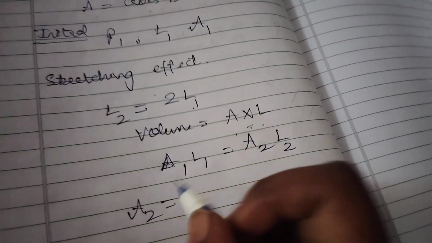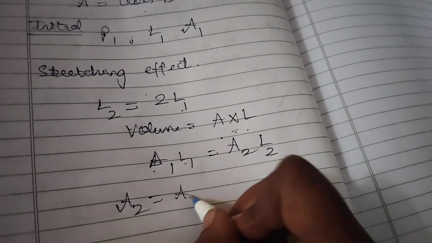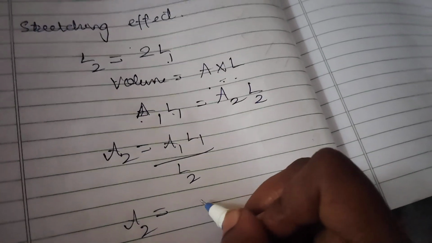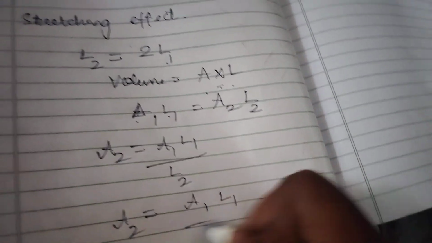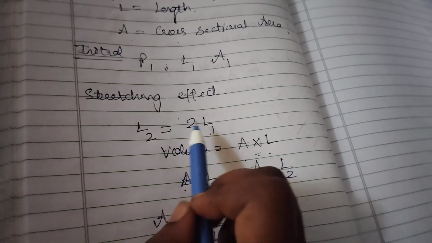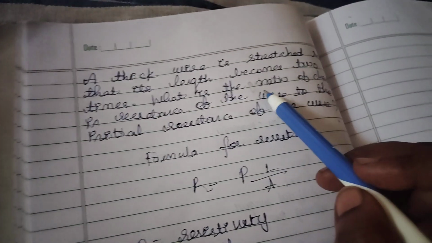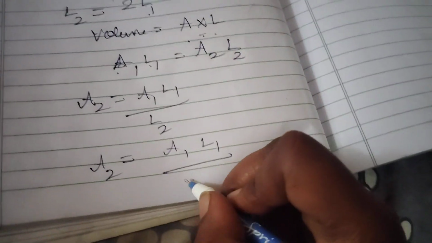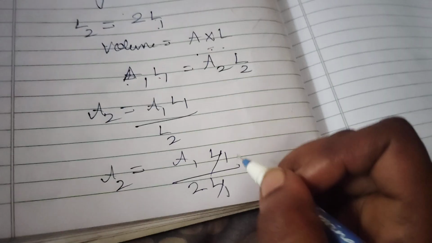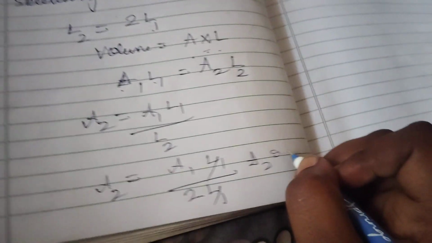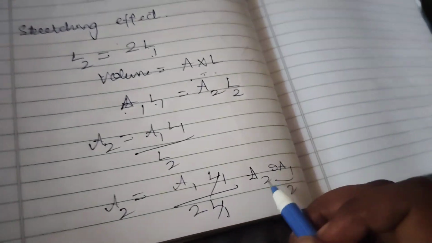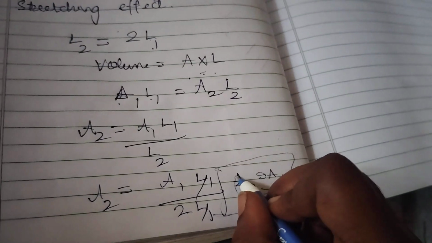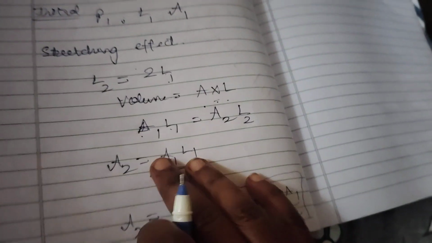So what is A2? A2 is equal to A1 L1 by L2. So now substitution. A2 is equal to A1 L1 by what is L2? The new length becomes twice the length because it is given the length becomes 2 times after stretching. So L2 is equal to 2L1. So L1 gets cancelled. A2 is equal to A1 by 2. That is, the new cross sectional area after stretching becomes A2 is equal to A1 by 2.